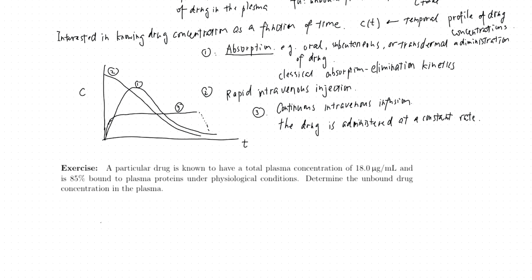A particular drug is known to have a given total plasma concentration, and 85% is bound to plasma proteins. We are asked to determine the unbound drug concentration in the plasma. So this is just a direct use of the definition of unbound drug concentration.